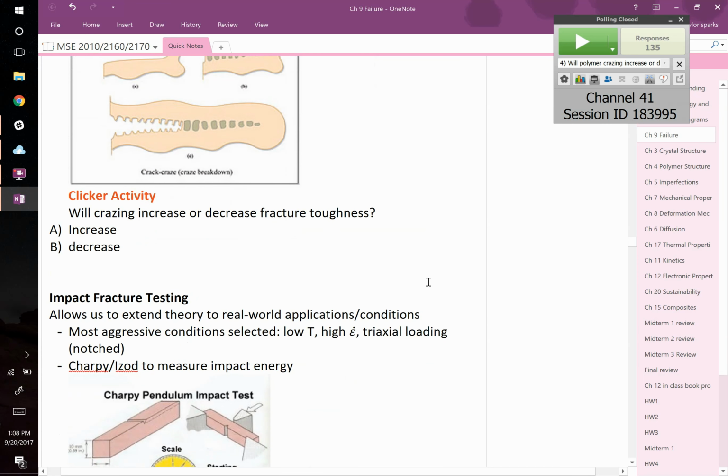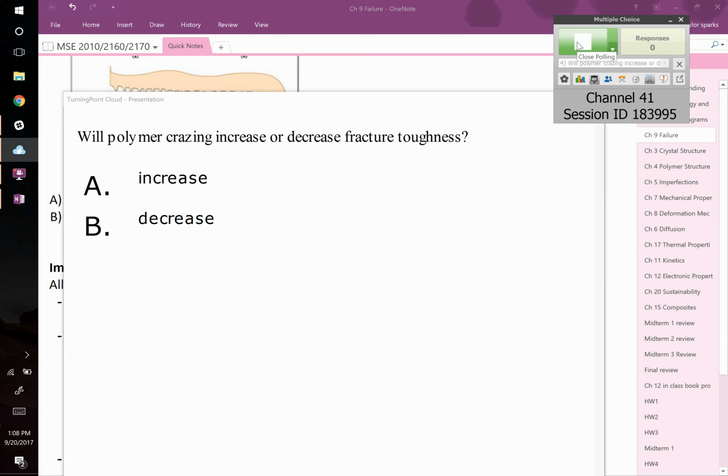Oh, that was a clicker question. We already did that one. All right, get your free clicker question. Did crazing increase or decrease fracture toughness? We just did this, so everyone get your answers in.